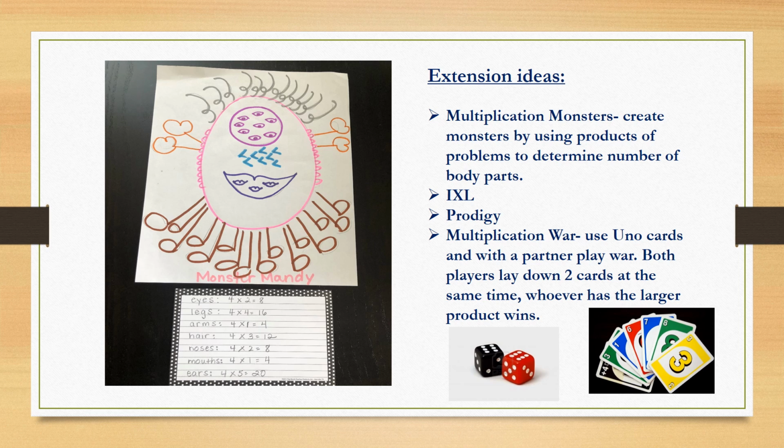Finally, another extension idea that I included was multiplication war. For this, you could use Uno cards, you could use dice, you could use just regular playing cards. And what you're doing is you're partnering up. Each person is going to lay down 2 cards. So say I lay down a 5 and a 3, and my partner lays down a 6 and an 8. So obviously I have 15 and my partner has 48, so my partner wins, so my partner would get the cards. So whoever has the most cards at the end wins the game.